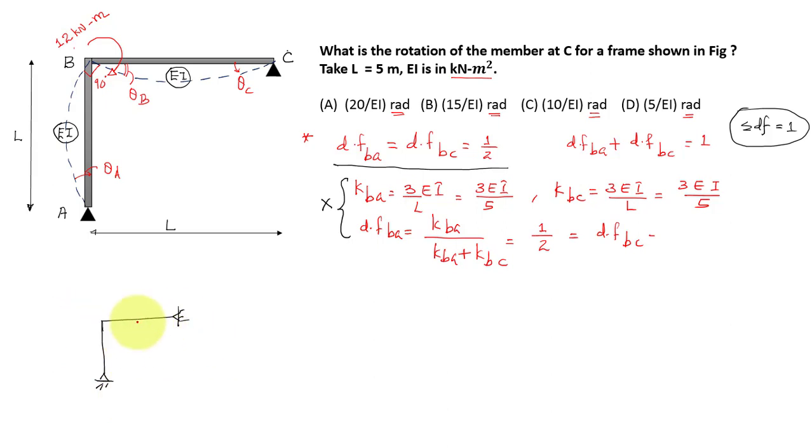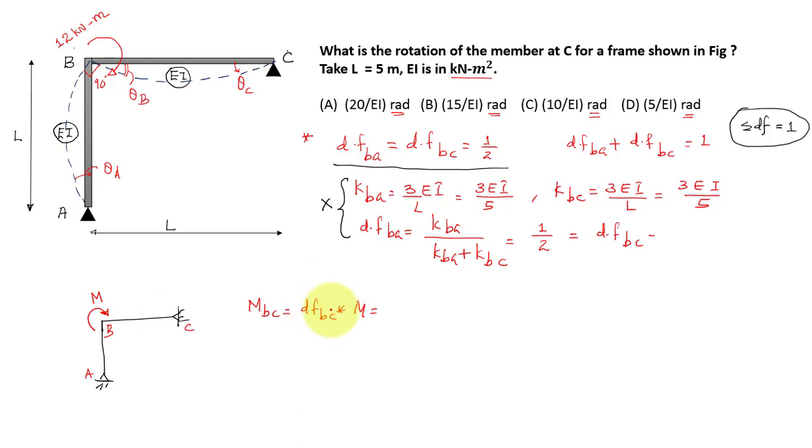So now we have two members and I am applying a moment, let us say M, at this joint. So what will be the moment shared in the members BC and BA? The moment MBC will be equal to the distribution factor of BC times the moment. So if you apply M moment, the distribution factor for BC times M will be shared in this span BC.